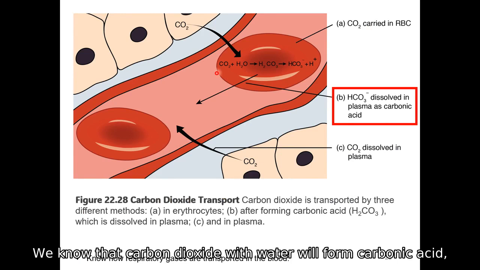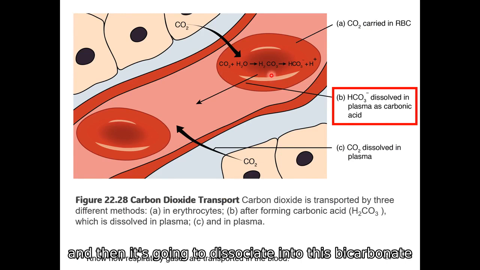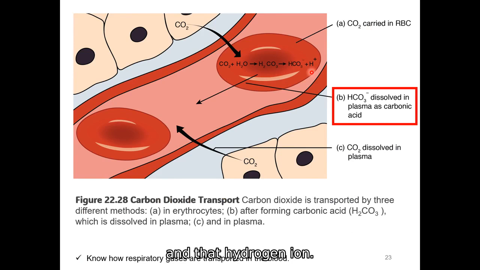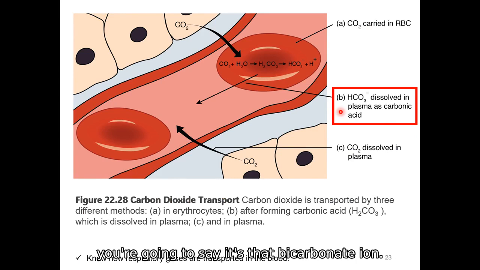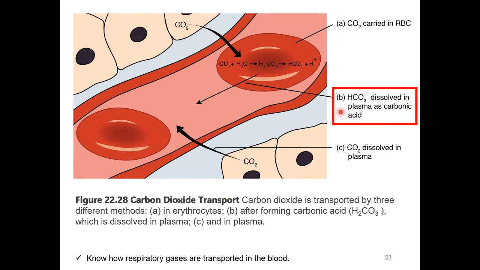Okay, we know that carbon dioxide with water will form carbonic acid, and then it's going to dissociate into bicarbonate and that hydrogen ion. So when I ask you in a week or two, how does the majority of carbon dioxide travel, you're going to say as that bicarbonate ion.